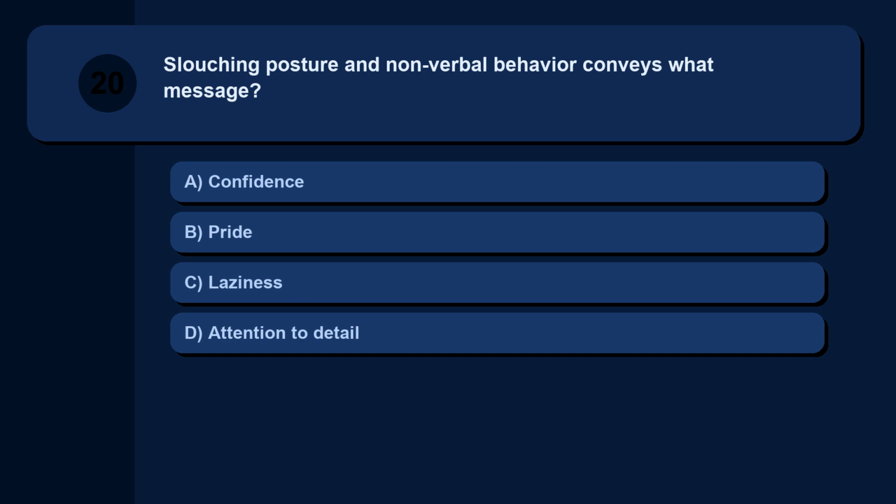Question 20. Slouching posture and nonverbal behavior conveys what message? Confidence. Pride. Laziness. Attention to detail. Slouching is a form of nonverbal communication that often conveys disinterest, laziness, or lack of engagement. Body language significantly affects how others perceive us in professional settings.